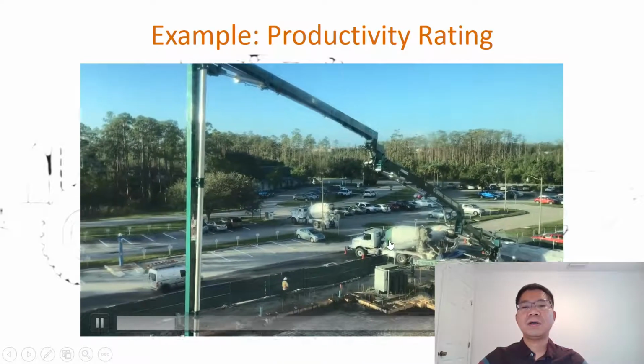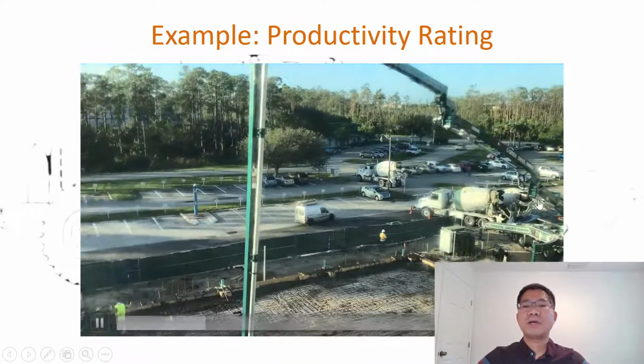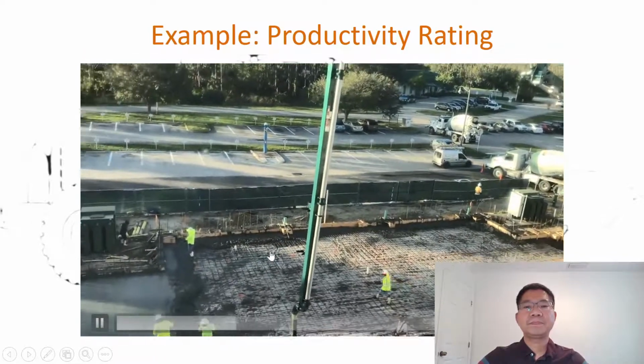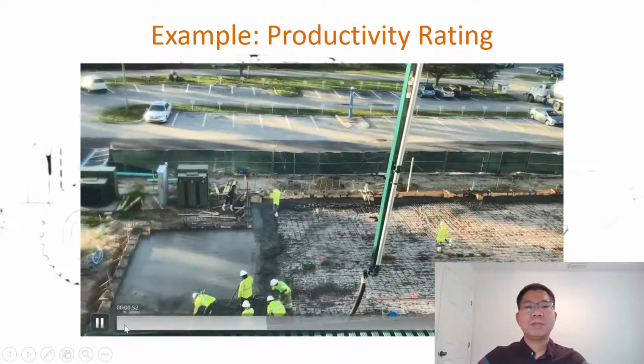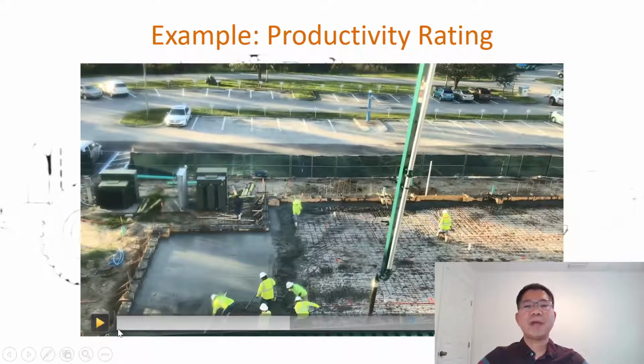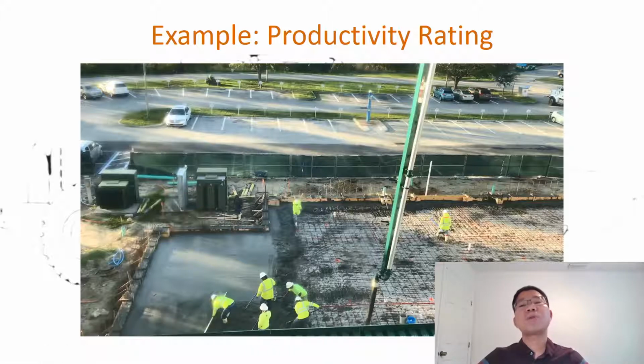And you see a concrete mixer truck and pump. As you observe, let me stop here. At a certain instant, if you look with the productivity rating at, for example, this crew member, who is working empty-handed away from the workstation, then at this snapshot we consider him not productive, working empty.